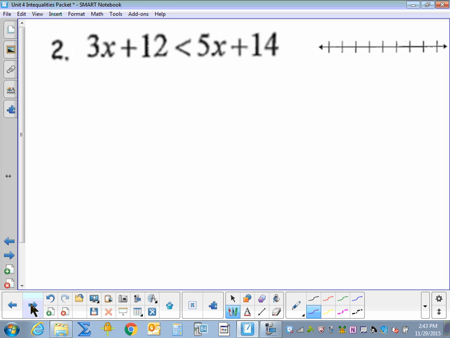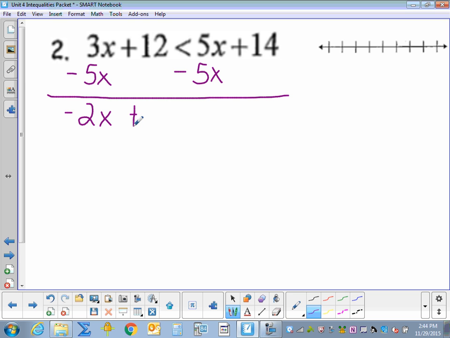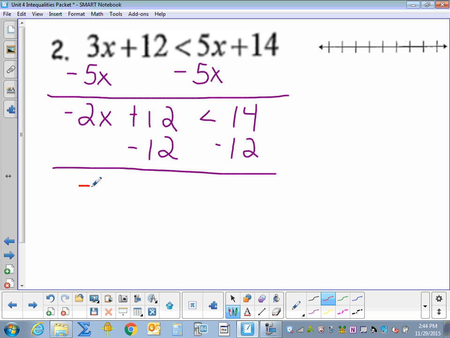Number 2, 3x plus 12 is less than 5x plus 14. So let's go ahead and put the x's on the left side. So we're going to minus 5x on both sides. And that leaves negative 2x plus 12 is less than 14. So now we'll subtract 12 from both sides. And that will leave us a negative 2x is less than 2.